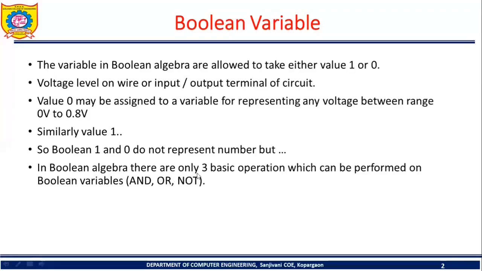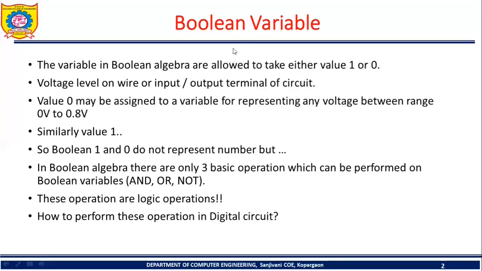In Boolean algebra, there are only 3 basic operations which can be performed on Boolean variables. So on Boolean variables in Boolean algebra, 3 operations are possible. That is AND, OR, and NOT. And these operations are called logic operations. So the question is, can we perform these operations in digital circuit? Yes. Then how? In digital circuit, in order to perform this AND, OR or NOT operation on Boolean variables, we have logic gates.